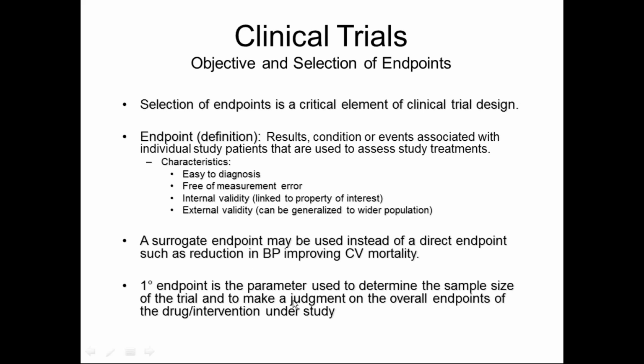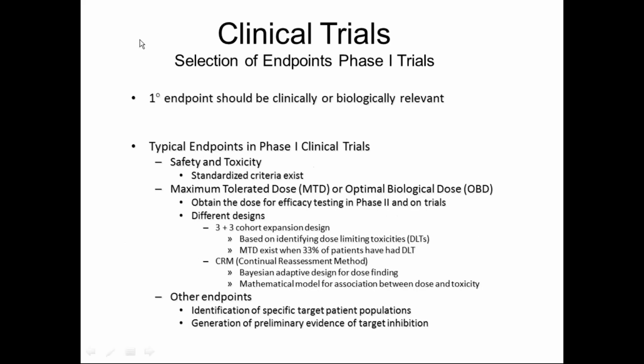Lastly, primary endpoint is the parameter used to determine the sample size of the trial and to make judgments on the overall endpoints of the drug intervention under study. And so this is, as you'll hear from Dr. Oster, becomes the critical determination is how we tie these to our sample size and the power calculations. Now, phase 1 studies, the primary endpoint again needs to be clinically or biologically relevant.